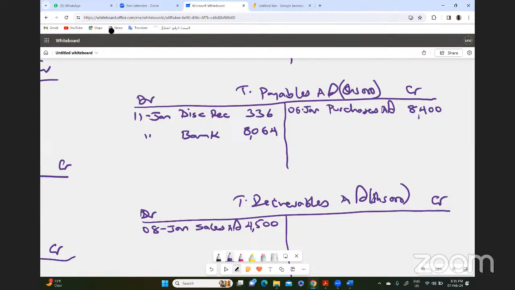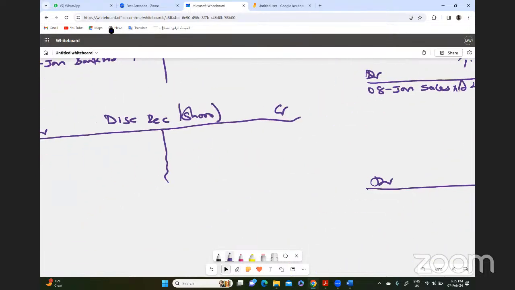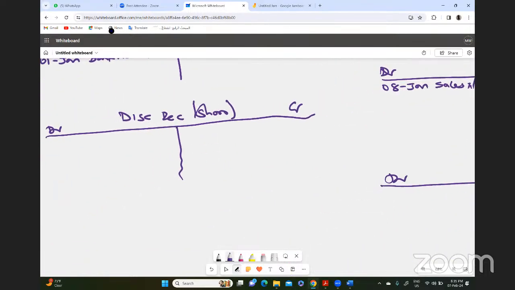Okay. So meaning I have to go to the discount received account and I credit it, isn't it so? Where this double entry is complete, and also in my bank account, and I credit it. Isn't it? Okay, so discount received around here on 11th of Feb. I have 336.